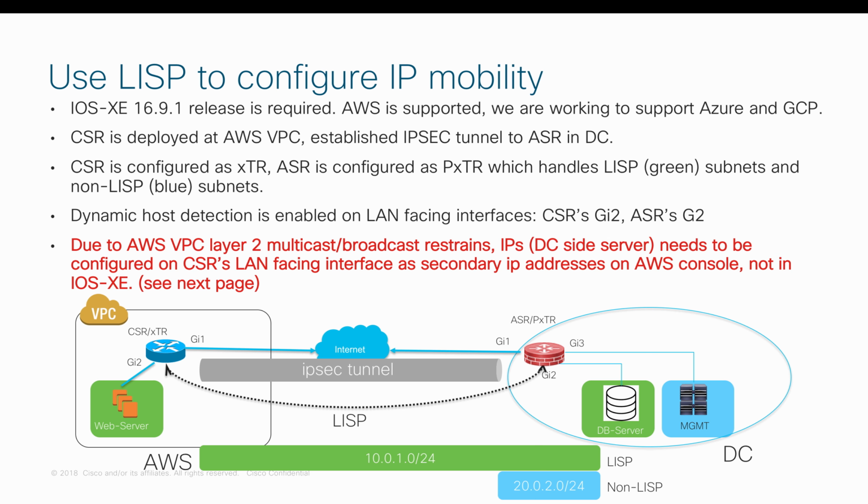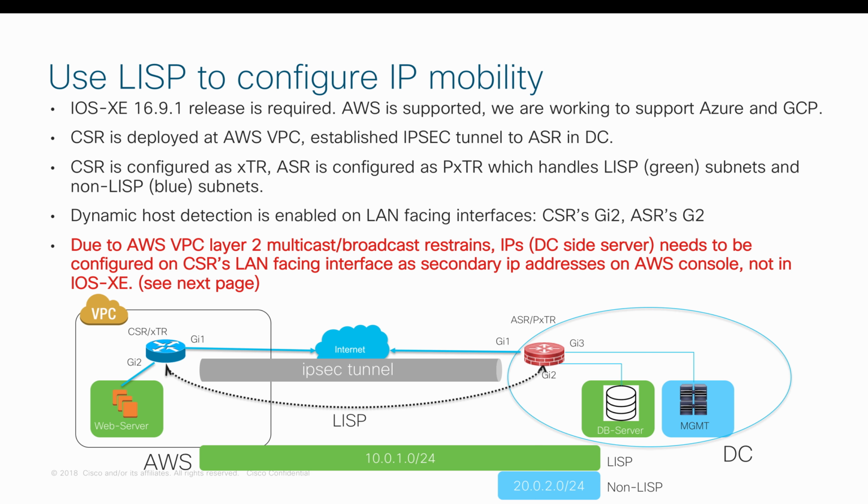And in this case, the ASR, which is the data center side, you need to handle the request coming from the LISP subnet, which is a 10.0.1.0 subnet, and also the non-LISP subnet, which is the blue subnet, the 20.0.2.0 subnet. Dynamic host detection is enabled on the LAN side, LAN-facing interface.